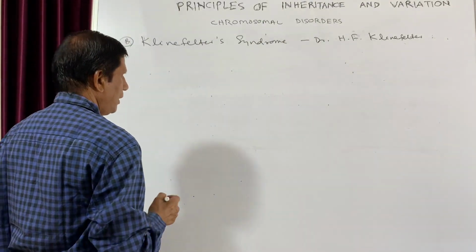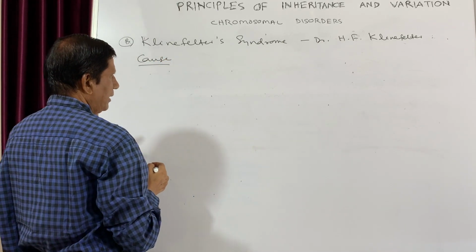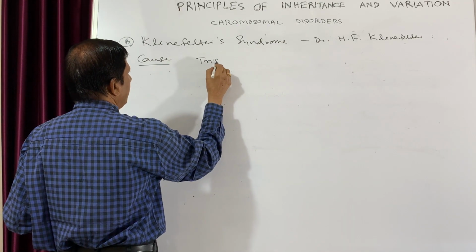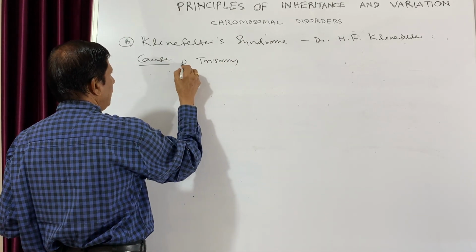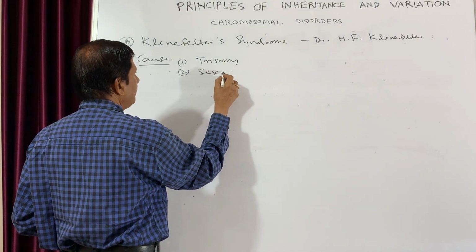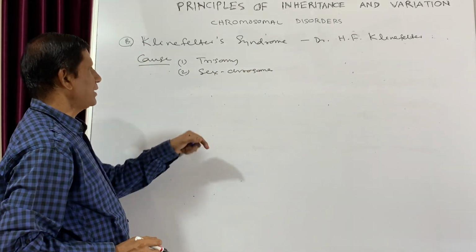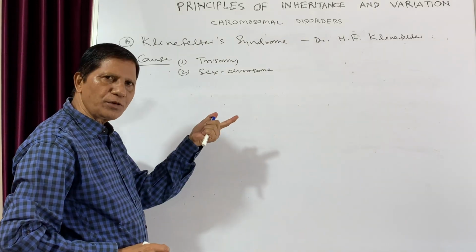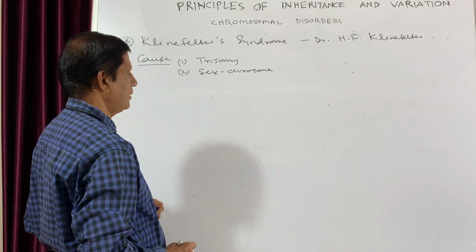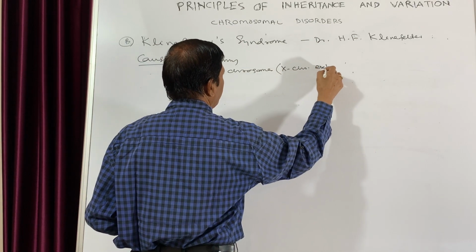Now in this case, what happens? We will discuss the cause, why it happens. Here it is due to trisomy. It is also due to trisomy, but here the trisomy is due to sex chromosome. This is the only difference. In case of Down syndrome, that was also trisomy, but that was due to autosome. But here it is trisomy due to sex chromosome. That means in this case, one X chromosome is extra.